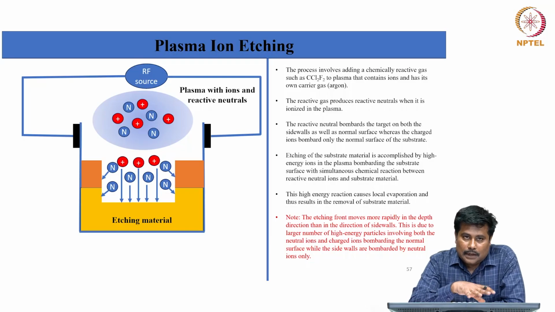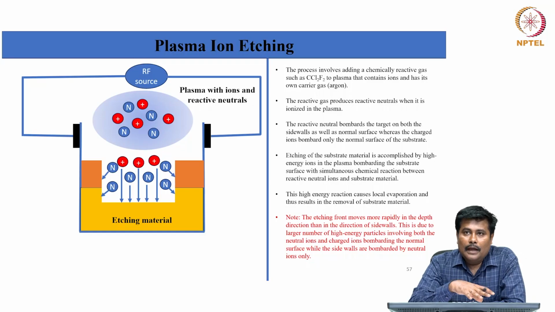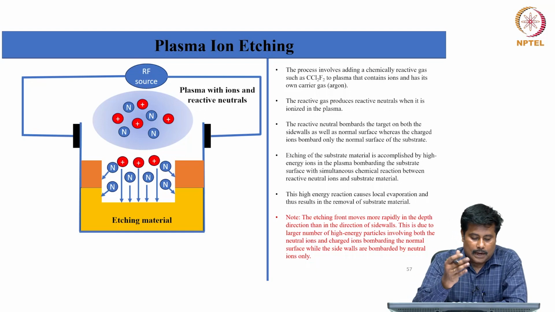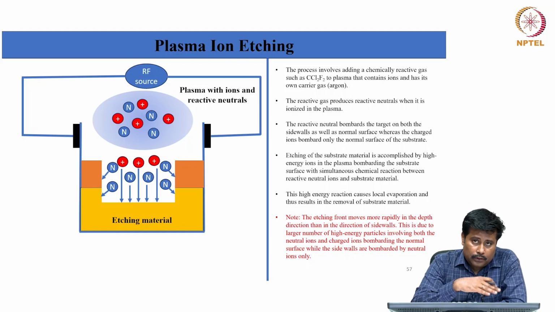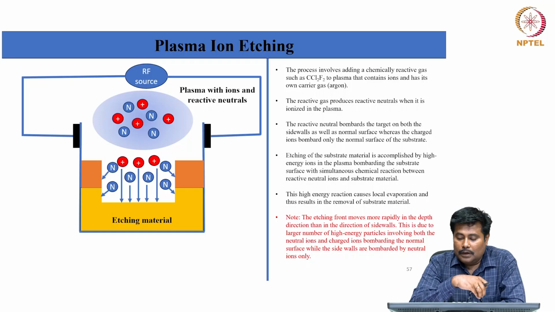So, in this plasma based process, the process involves adding chemically reactive gases such as CCl2F2 to plasma that contains ions and has its own carrier gas. Basically, it might be argon, etc. If you look into the overall configuration, there is an etching material which is available, and then there is a plasma with ions which reacts with the neutral material.